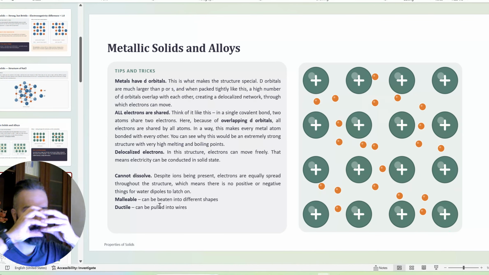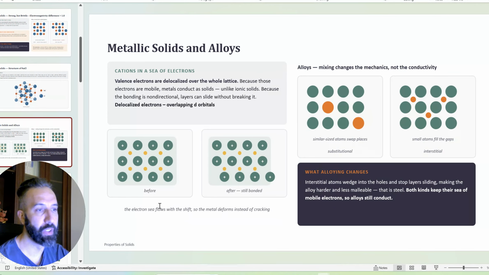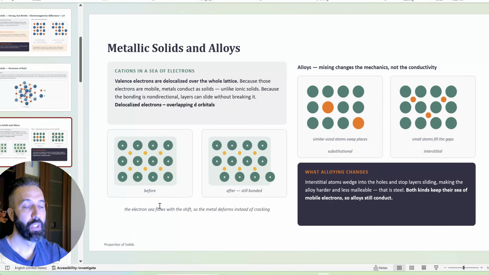So again, if you apply pressure, try to stretch it out, basically, the bonds will still hold, of course, fewer of them, but it will not break. So this is very, very difficult to break, very, very difficult to melt, very, very difficult to boil. I mean, I don't know if we can boil most of them on planet Earth. Anyways, metals conduct electricity.